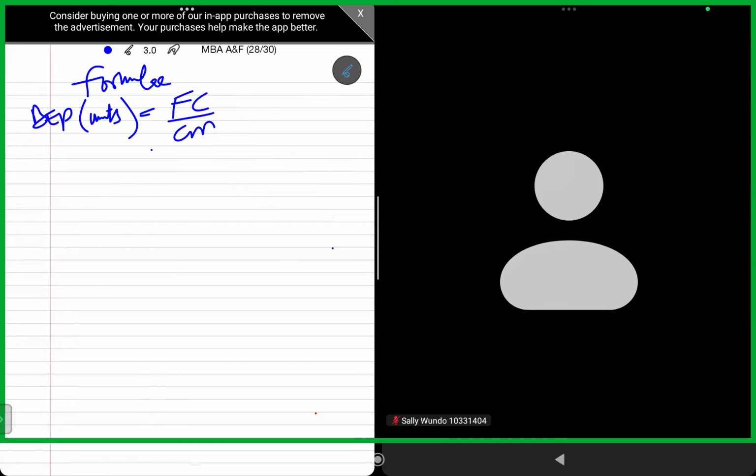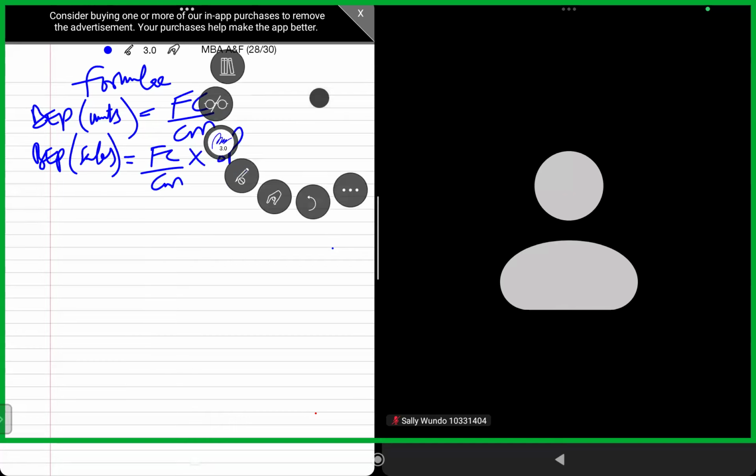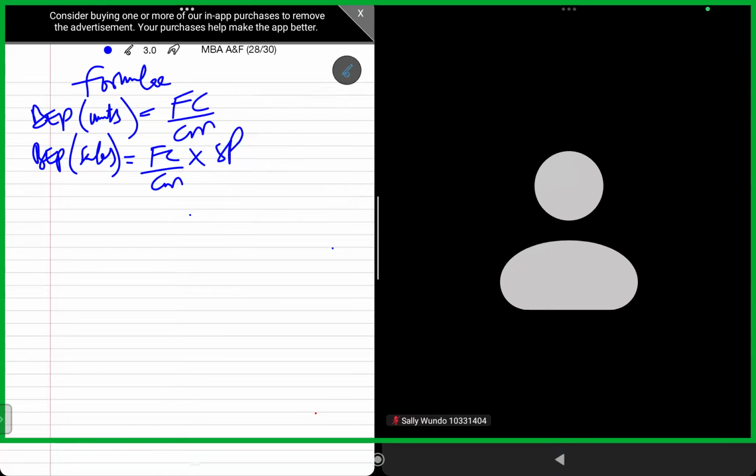So if the question also says find a break-even point in sales, it is just the same fixed cost over the contribution margin. But this time I multiply by selling price, so it says sales value. So multiply by selling price. Then another way is, if I don't want to multiply by selling price, I can say BEP in sales value equals fixed cost over CS ratio.